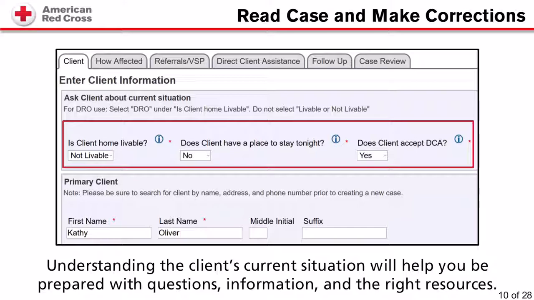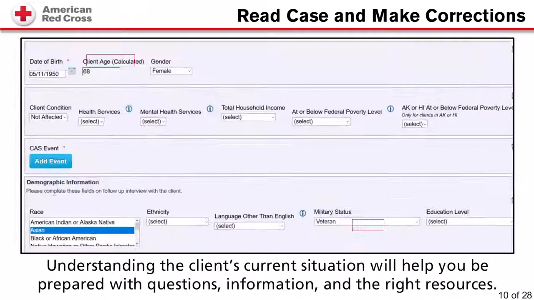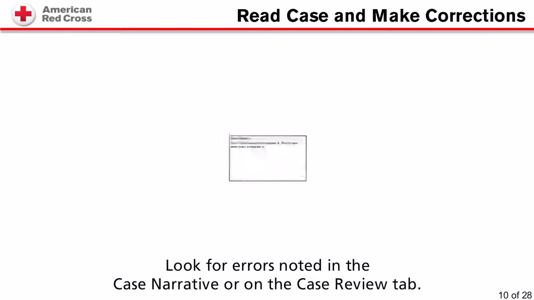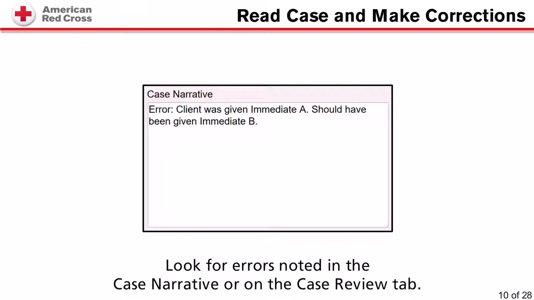When you read the case before contacting the client, you are looking for details to understand the client's current situation so you can be prepared with questions and information to find the right resources for this client. You are also looking for any errors in the case noted by the casework supervisor in the case narrative or by the fiscal reviewer on the Case Review tab. Check to see if the client received immediate BDCA so you are prepared to assess for supplemental DCA.